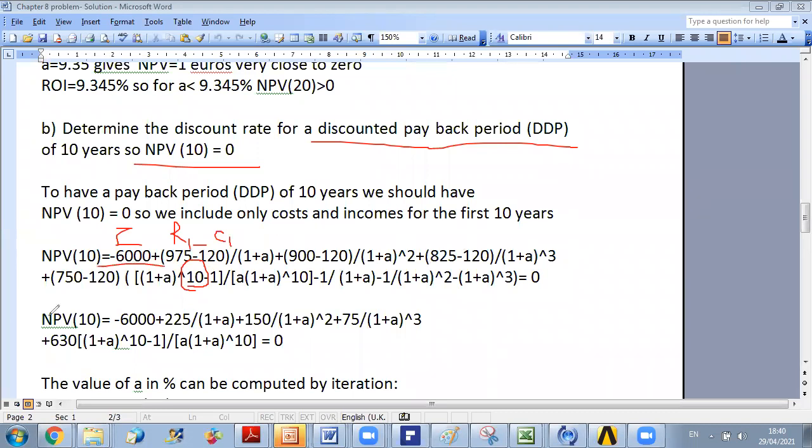All are the same. Just when you want to assess the summation from 4 to 10, you do power 10, not power 20. And here also it's power the year, which is 10. And no salvage value here, because we have not reached the final year. So now also same method to get A, we do iterations.